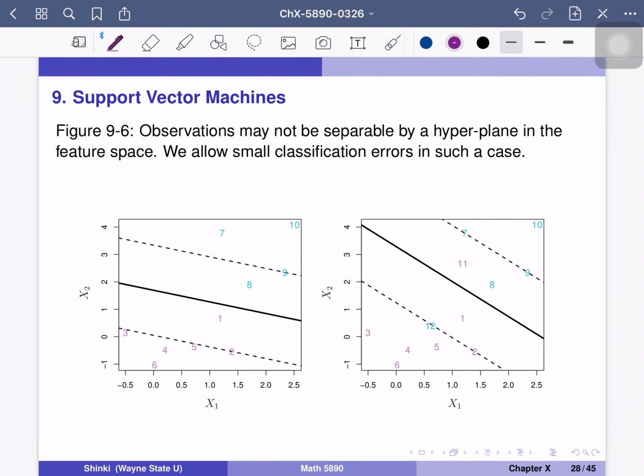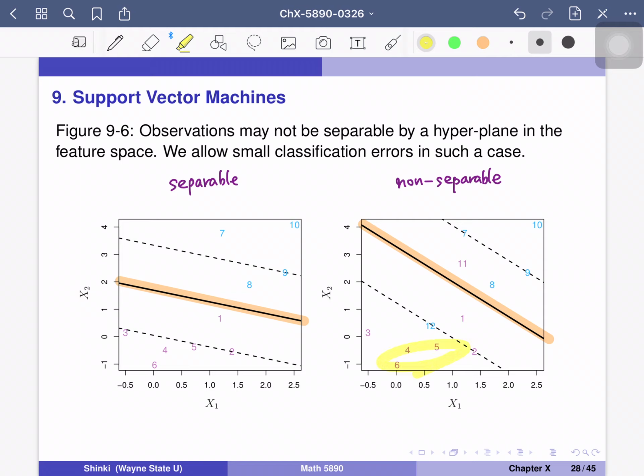One problem in support vector machine is that sometimes the data is not entirely separable. The case on the left pane is the separable case, because this straight line perfectly separates the blue group and purple group. But the right-hand side is non-separable, because even if we put in the best line we can, we still have some errors.